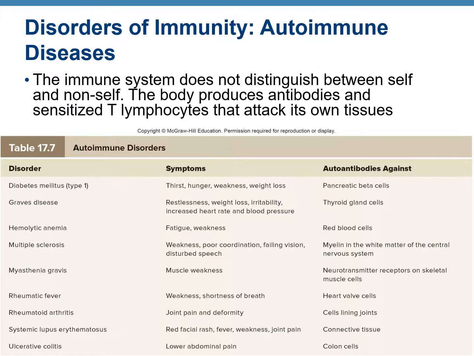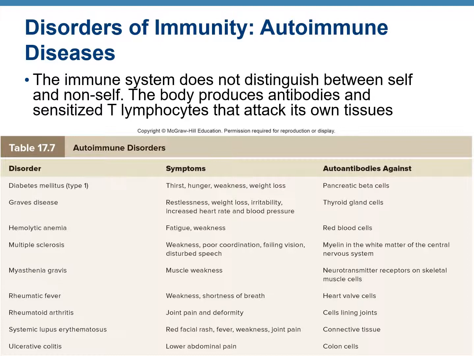Autoimmune diseases are also disorders of immunity where the immune system cannot distinguish between self and non-self antigens, so it starts producing antibodies and attacking its own tissues. The table here provides a list of some common autoimmune disorders.